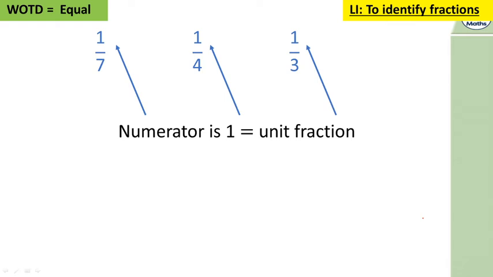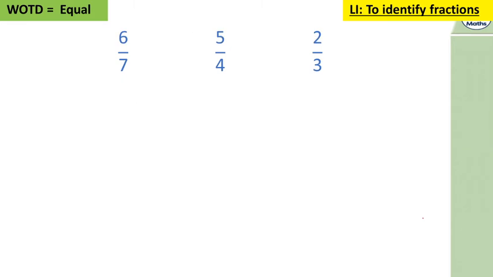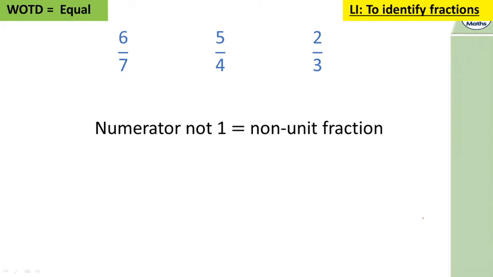Okay, let's look at some different fractions. So 1/700th, 1/2, 1/3400th, and 1/19th. They are all unit fractions. Tell yourself why. Because the numerator is 1. So look at some different ones. So we have 6/7ths, 5/4, 2/3. Tell yourself if they're unit fractions or not. They are not, because the numerator is not 1. So they are non-unit fractions.